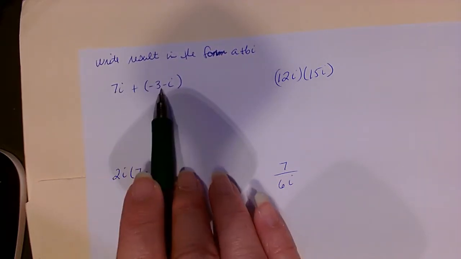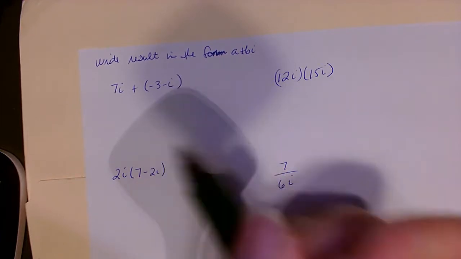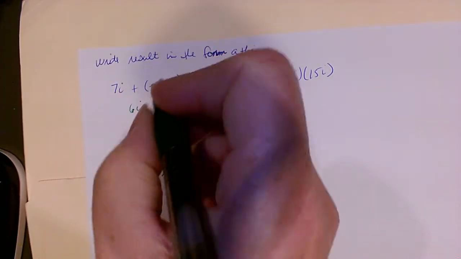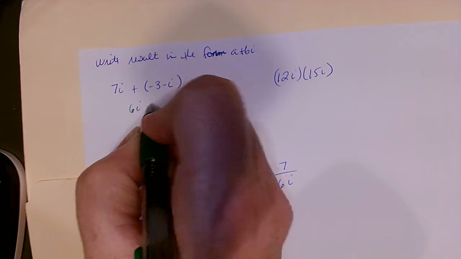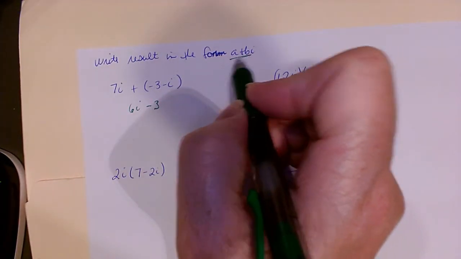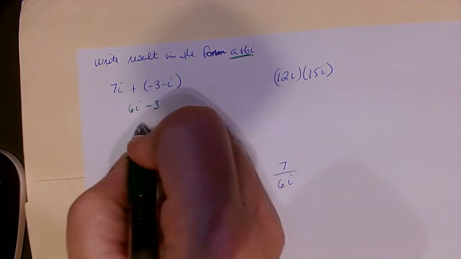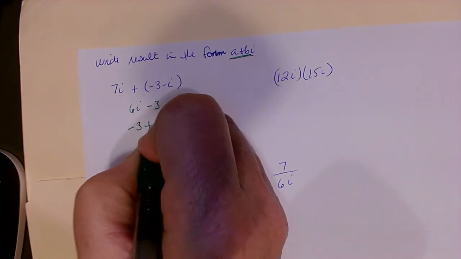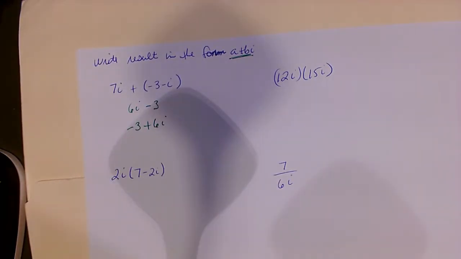So 7i minus 1i will get us 6i. And then plus a negative 3 will get us minus 3. But we need to be in the form of a plus bi. So it's going to be negative 3 plus 6i. That's all you got to do.